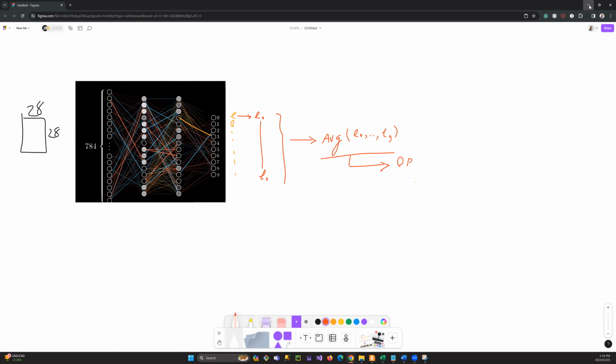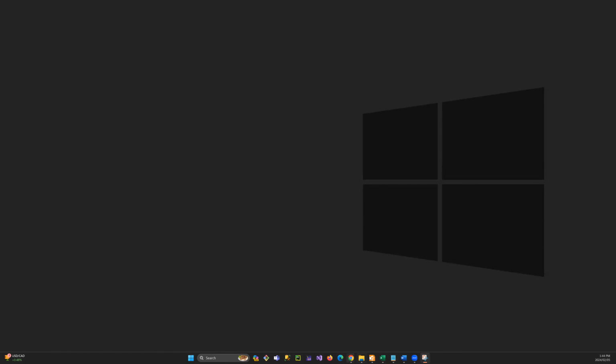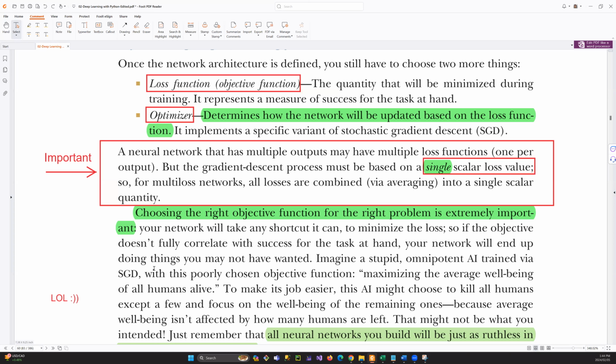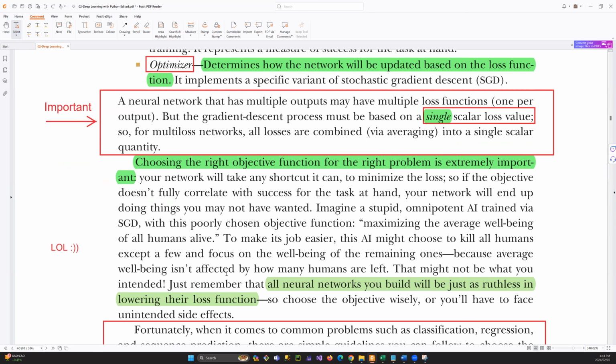Look at this one. It says that choosing the right objective function or loss function for the right problem is extremely important. Let me tell you one example. If you already have similar situations and conditions, you don't need to reinvent the wheel. You can just simply use what they have provided to us. But it is possible to define your own loss function, but you should be very careful in defining it. It should be very much aligned with the problem statement that you have.